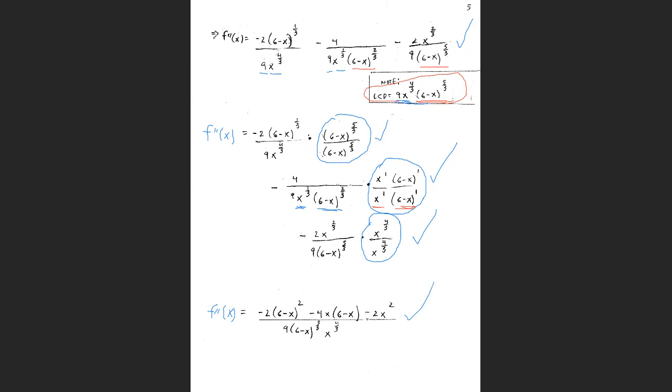All right, so I combine all the numerators. Now, how am I getting a 2 here? Well, the 6 minus x to the third times 6 minus x to the 5/3, I add the exponents. A third plus 5/3 is 2.